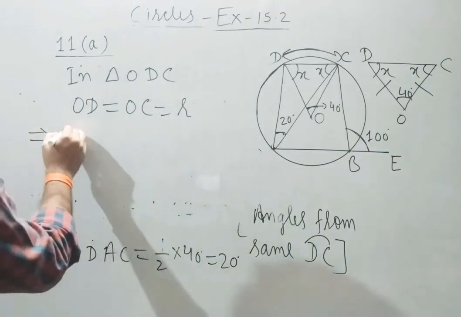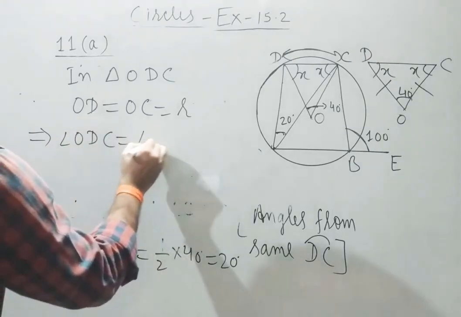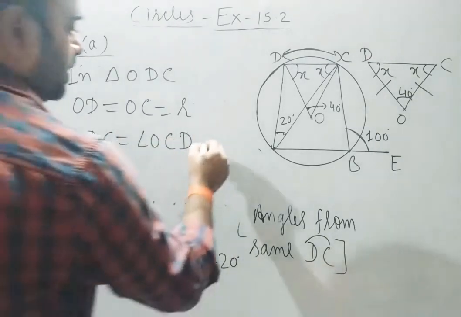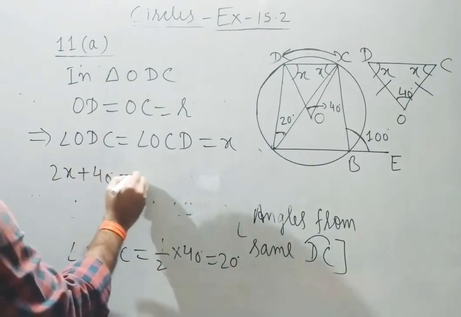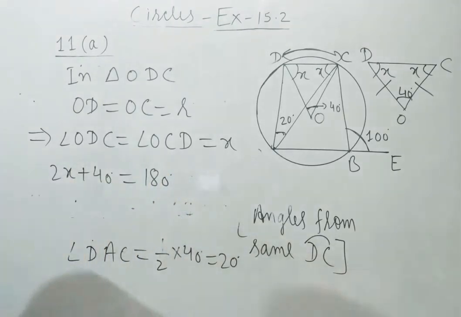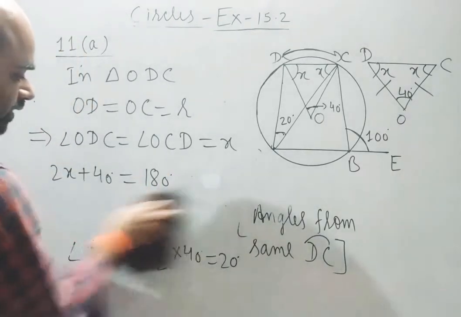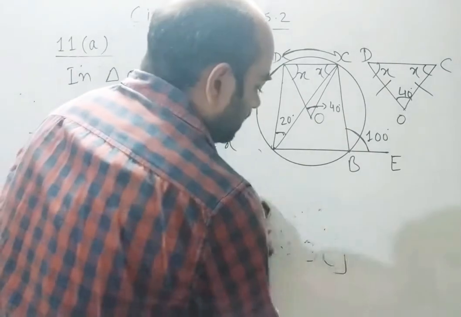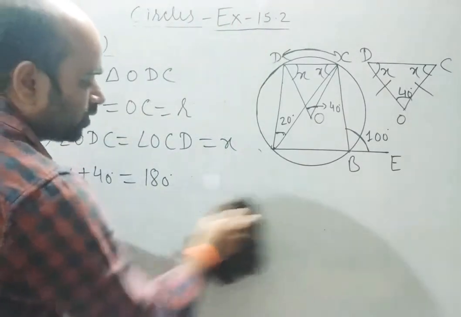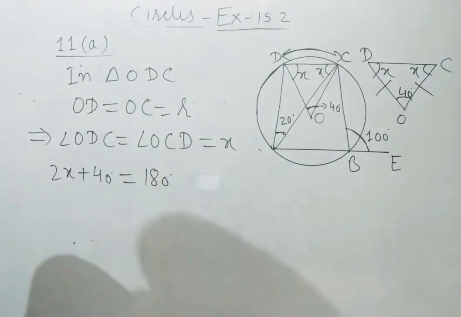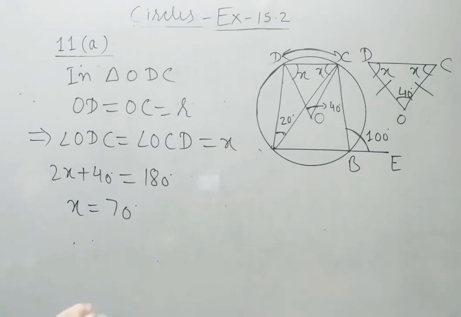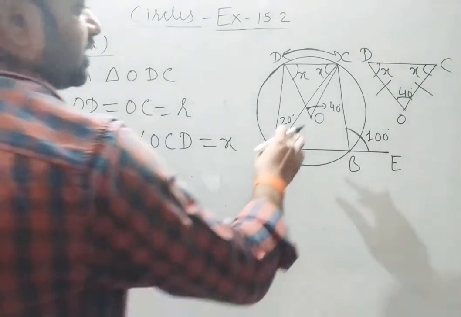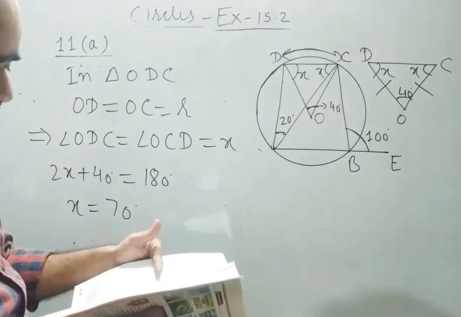So OD equals OC equals R. Therefore, angle ODC is equal to angle OCD, which is equal to X. Therefore, 2X plus 40 degrees is equal to 180 degrees. This kind of question we have done, 3-4 questions of this kind. When in a triangle two sides are equal, both are radii in the circle. So X will be 70 degrees. X means angle ODC, and we have to find angle ODA.